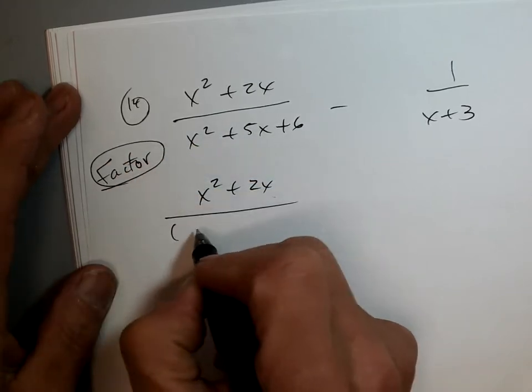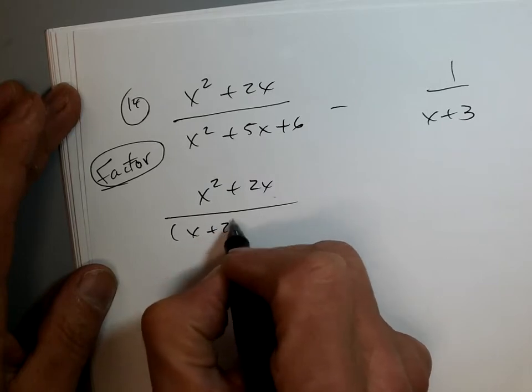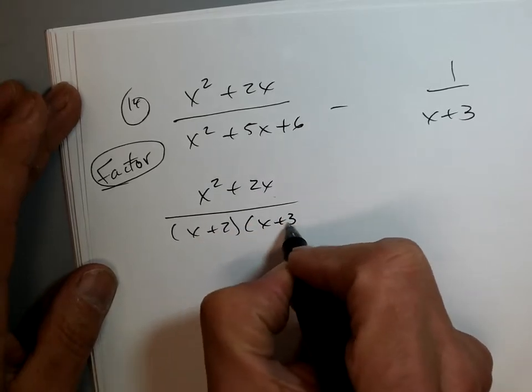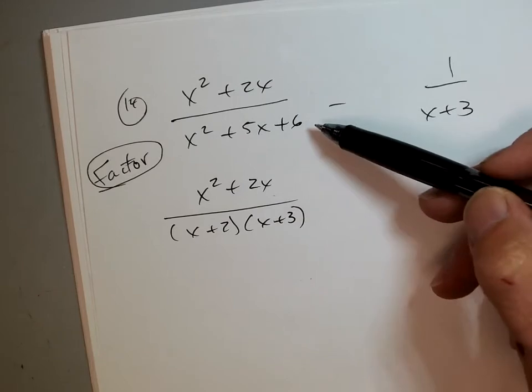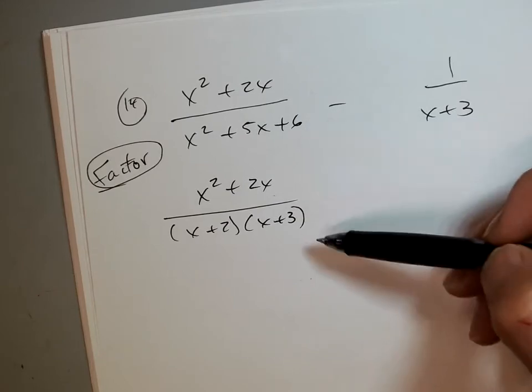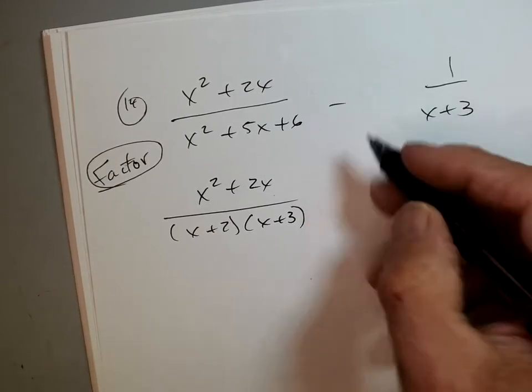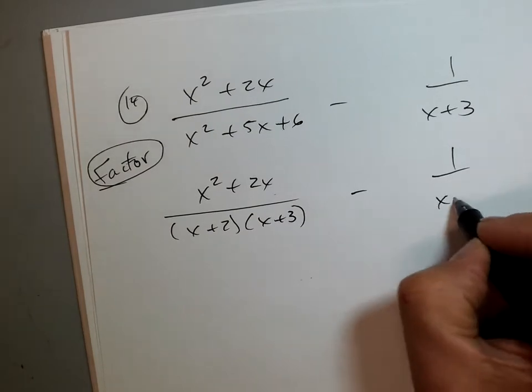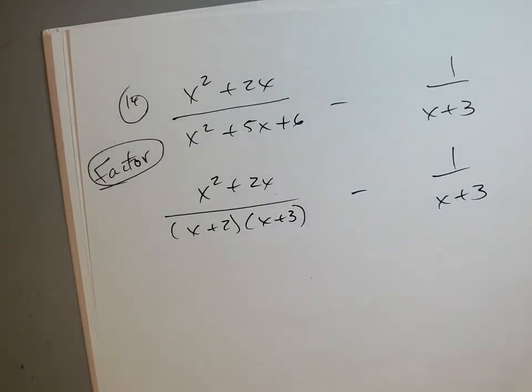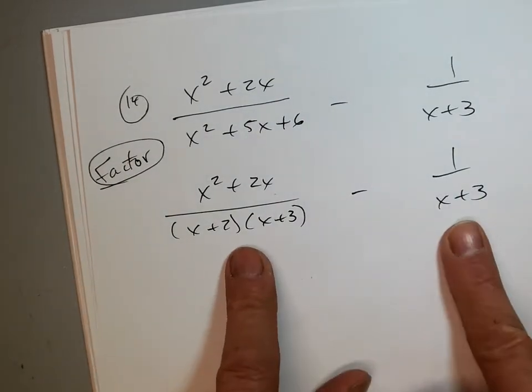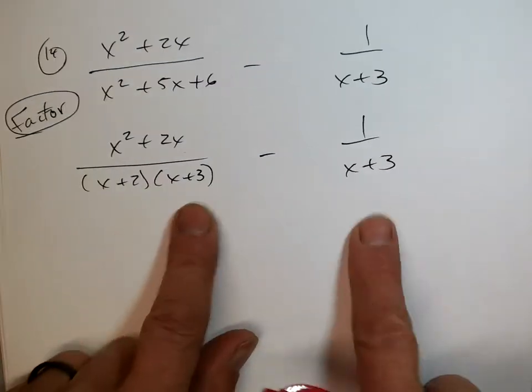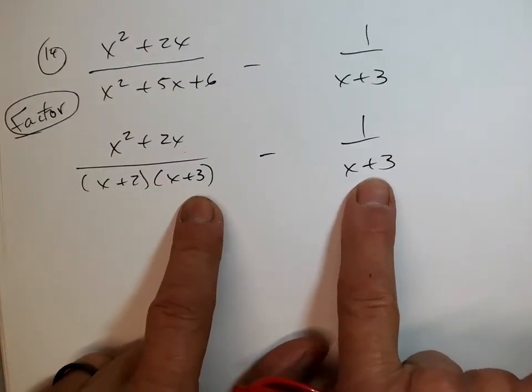So I'm going to go x plus 2, x plus 3. When I factor my x squared plus 5x plus 6, it factors into x plus 2, x plus 3. Now that's minus 1 over x plus 3. So here's the deal. If you need a common denominator, then they already both have a common x plus 3.